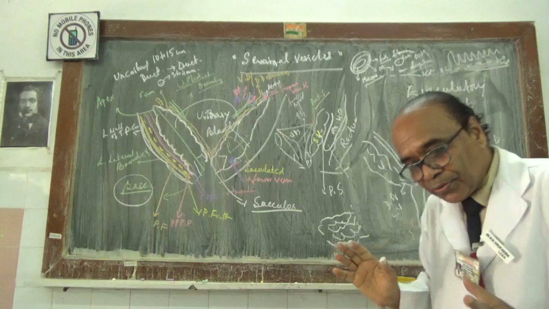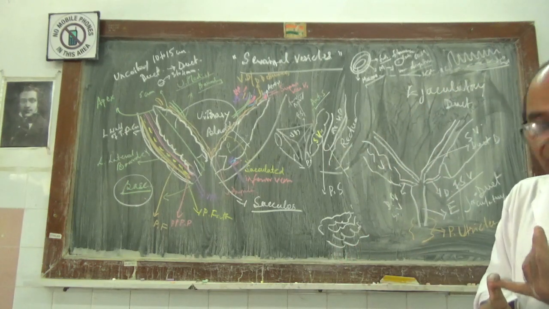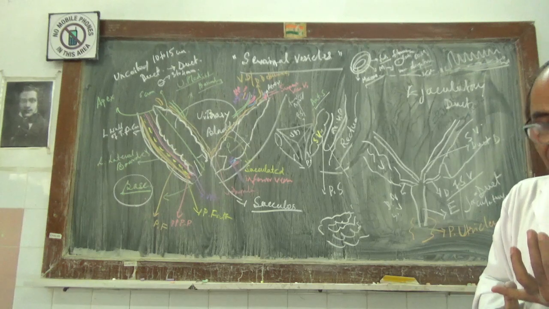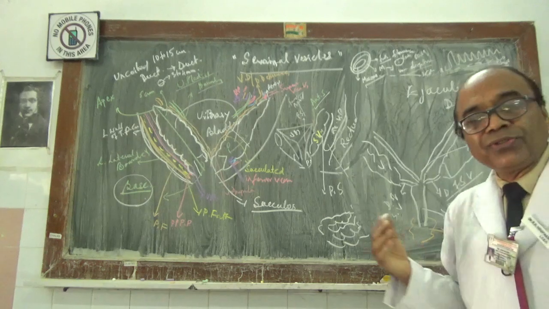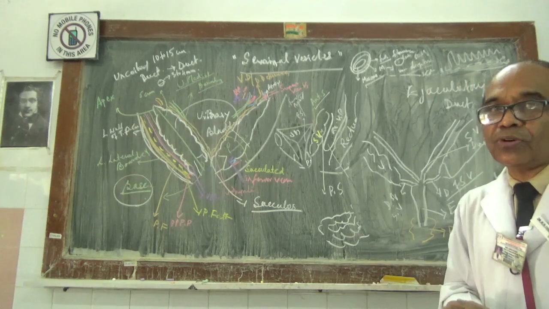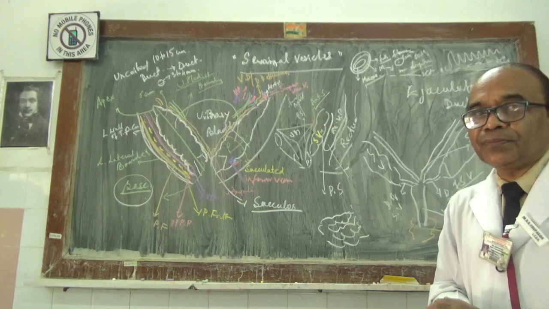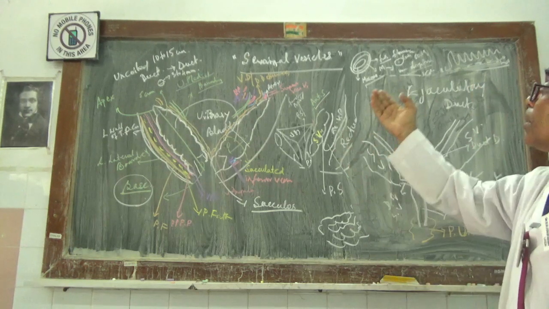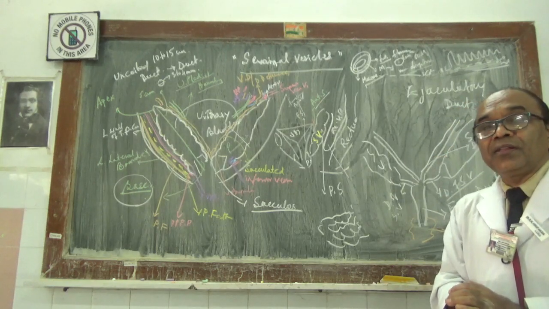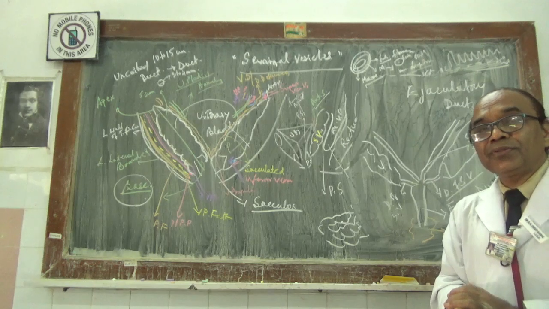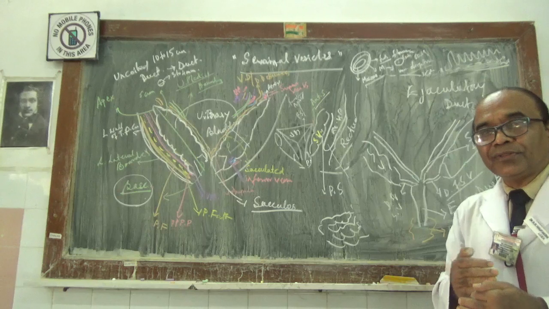So with this you have finished the seminal vesicles, ejaculatory duct, and ducts of the seminal vesicles. These are all the things that you should know. Thank you one and all for patiently listening about this topic today, the seminal vesicle, and the subtopic, ejaculatory duct.